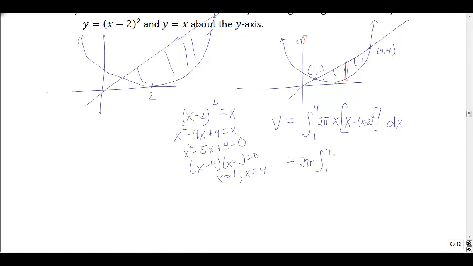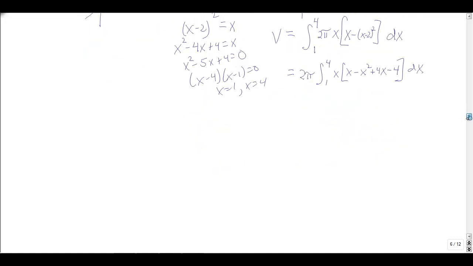I get 1 to 4. What I'm going to end up doing here is probably expanding this x minus 2 squared. So I'm going to get x times x minus x squared would be a minus 4x. It's going to be a plus 4x because we're subtracting, and then a plus 4 will turn into a minus 4 dx. And then what we're going to get is 2 pi integral from 1 to 4.